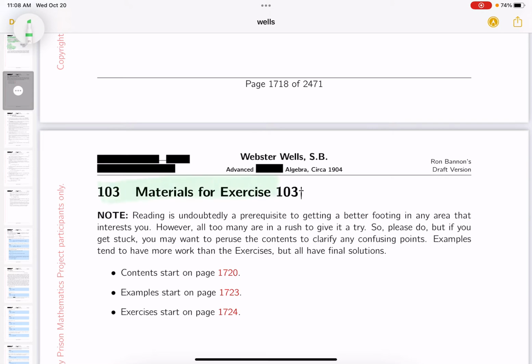Okay, we're in section 103. As always, contents, then examples, then exercises. My name is Ron Bannon.